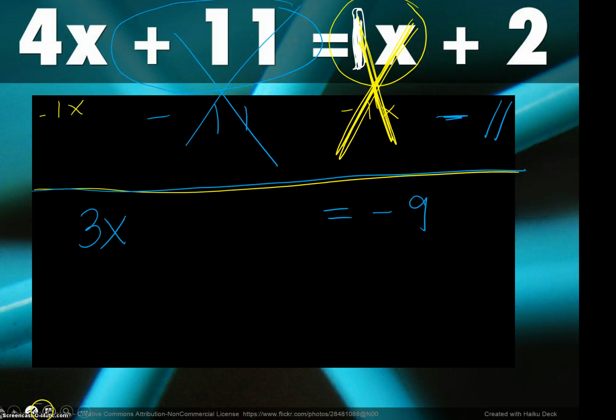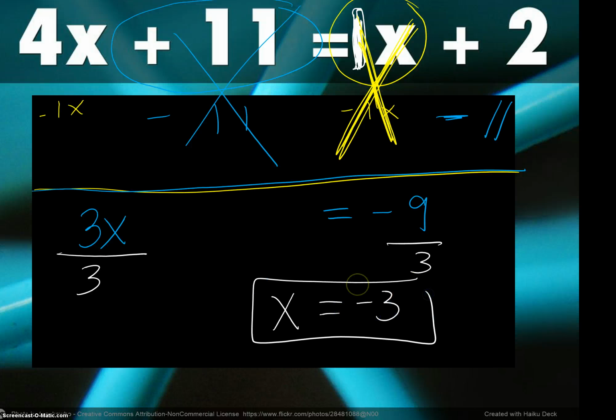But I still have a multi-step equation. I still need to isolate my variable, so I'm still going to have to divide both sides by 3 in order to get my x alone. x will be equal to negative 3. And when you check your work, it'll match.